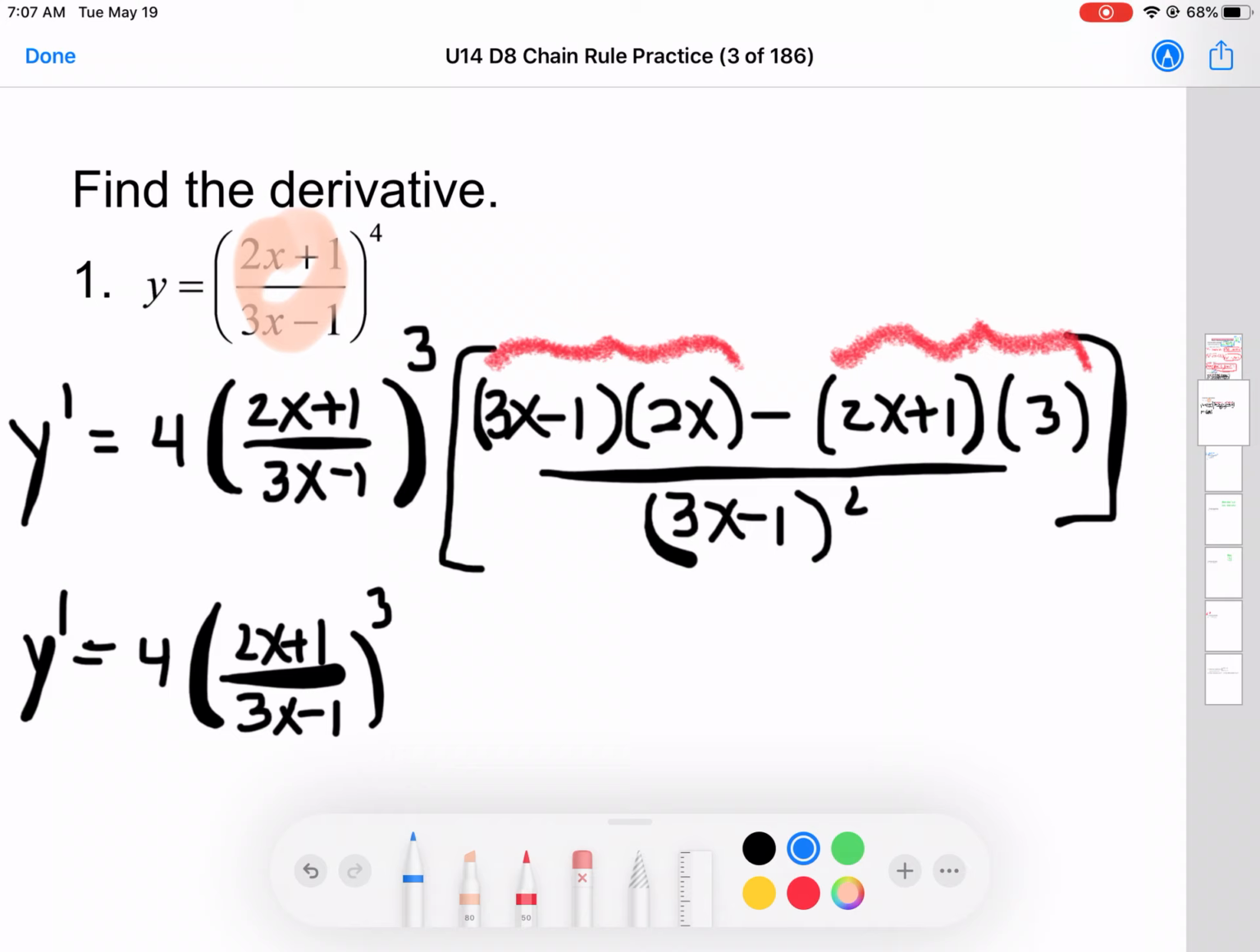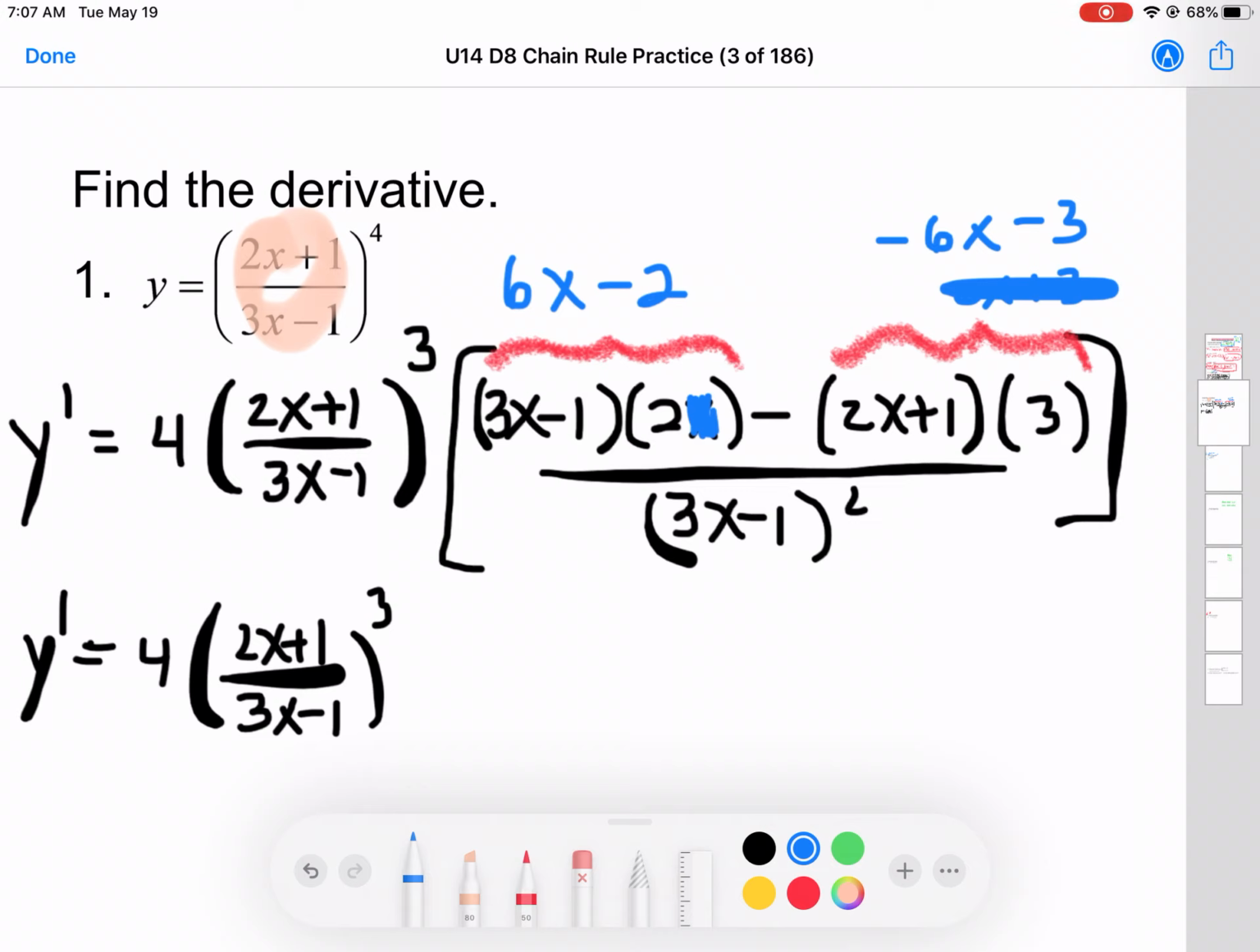I made a little mistake. This x should not be here, so just take that out, please. Okay, all right, so the derivative of this is going to be 6x minus 2. And now here, we're going to get 6x plus 3, but then I have to distribute that negative sign, so it's going to be negative 6x minus 3.